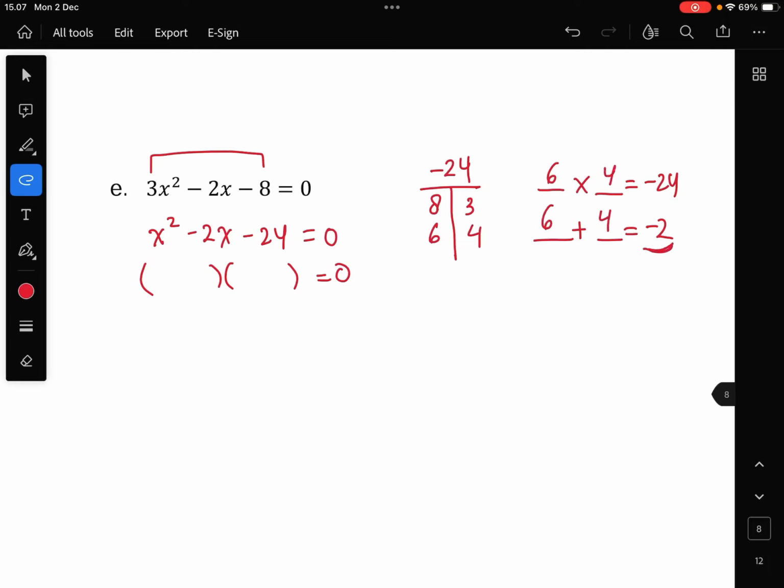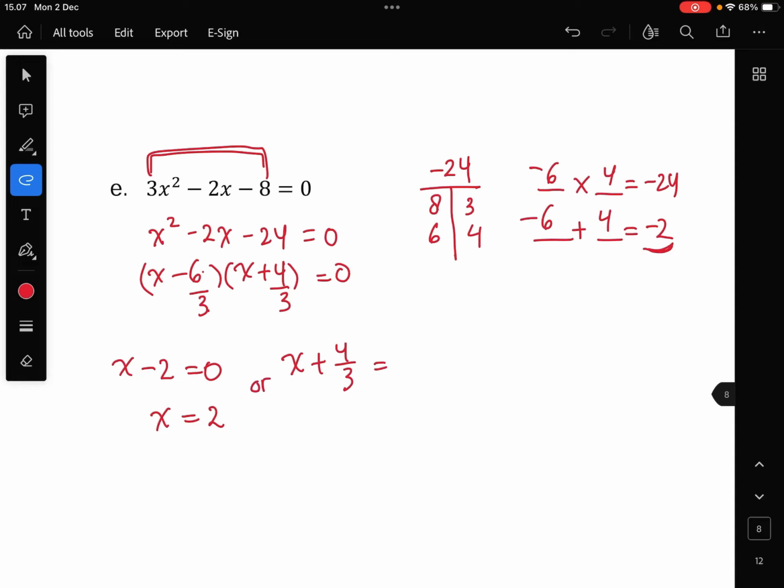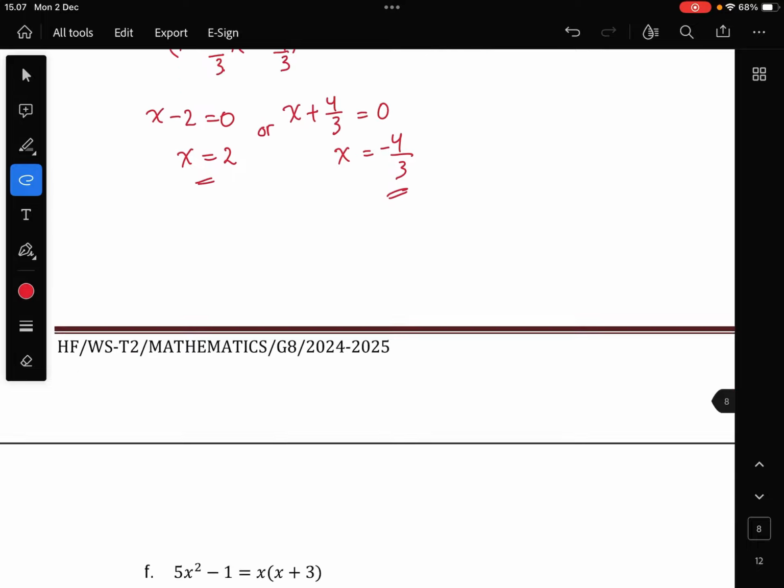Because of this addition, the remainder is negative, which means you have a negative for your highest number: (x minus 6)(x plus 4). Okay, last time you multiplied the 8 by 3, so you have to put it back as a divisor for the 3 here. So x minus 6 divided by 3 equals 0, so x is equal to positive 2. Or x plus 4 over 3 equals 0, so x is equal to negative 4 over 3. Done. These are your answers.